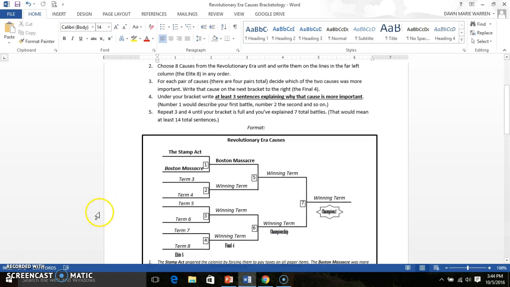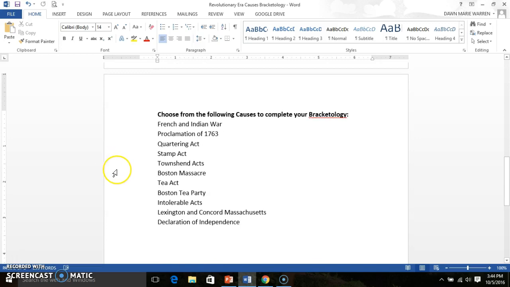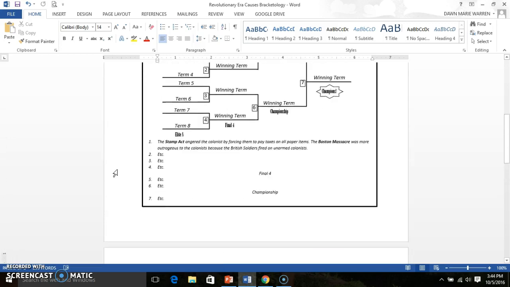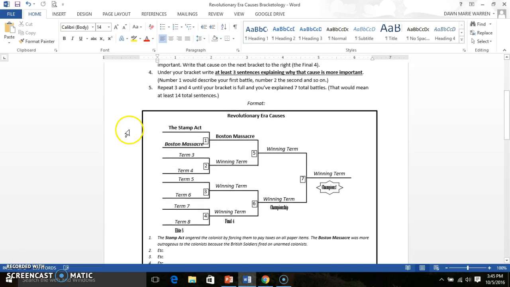Now, this is how it will work. First of all, you have a list on the back of all the different events that you can use. Now, you won't choose all of them. You'll just choose 8. And you can put them in any order you want. As you can see here, the first one, I'm going to have the Stamp Act compete against the Boston Massacre. So I'm going to ask myself, which one do I think is more important than the other that led to the Declaration of Independence, that led to the War for Independence between Britain and America? And there is no right or wrong, so you choose whichever one you want.